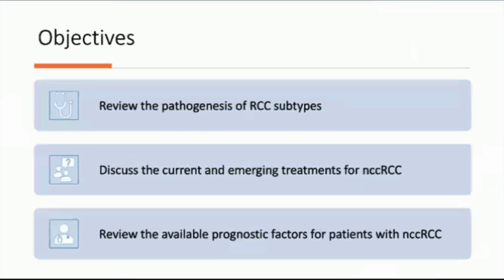Now the objectives for this presentation are to review the pathogenesis of RCC subtypes, to discuss the current and emerging treatment for NCC-RCC, as well as to review the available prognostic factors for patients with NCC-RCC.